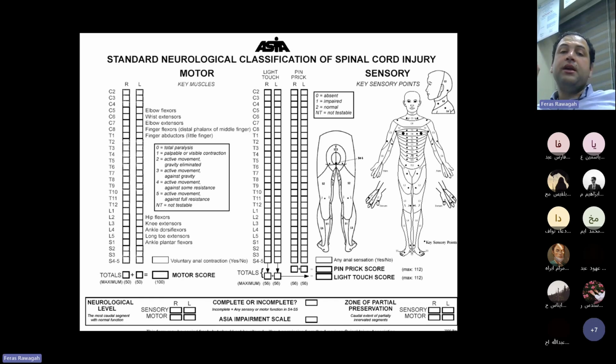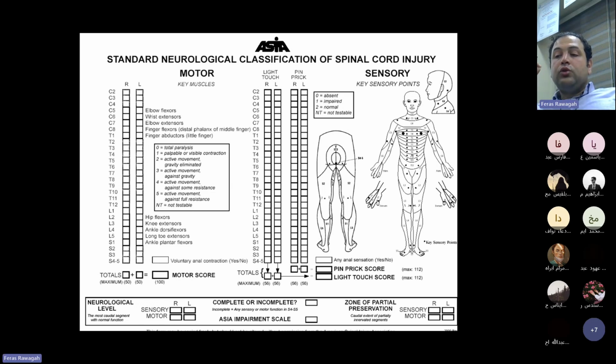Now, how to do that? The patient should have a Foley catheter. He should be instructed, and the patient should have an explanation of what we want to do. He should be on his side. You start by examining the perianal sensation, and you document how far from the anal sphincter there is sensation, on the right and on the left. Then, after you insert the finger, you ask the patient whether he feels your finger or not. This is sensory.